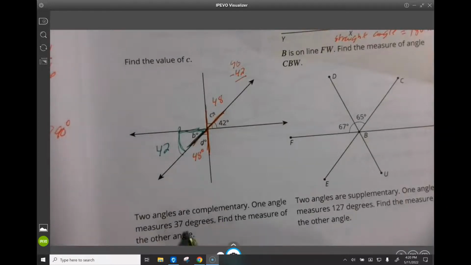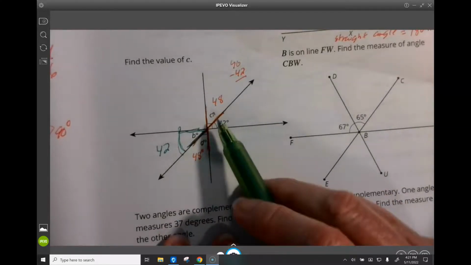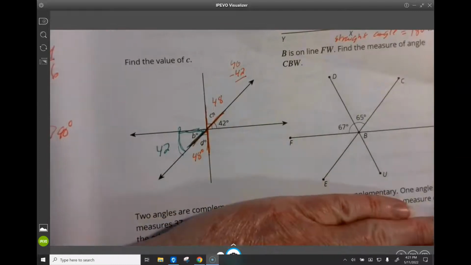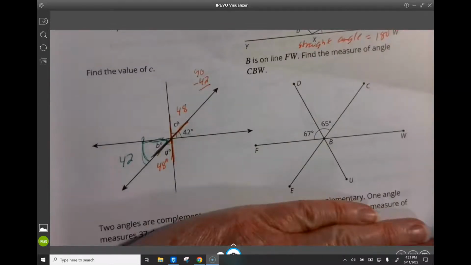Okay, so now it says two angles are complementary. One angle measures 37. Find the measure of the other angle. Oh, these are asking questions. We didn't even have to find A and B, but we did anyway. Okay, these are my next two questions down here. I'm sorry, I was a little confused. I thought this had to do with that.